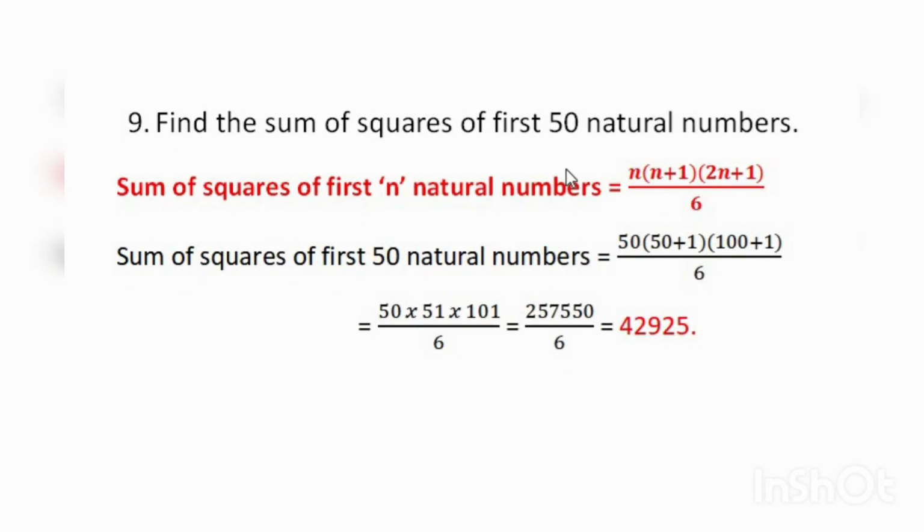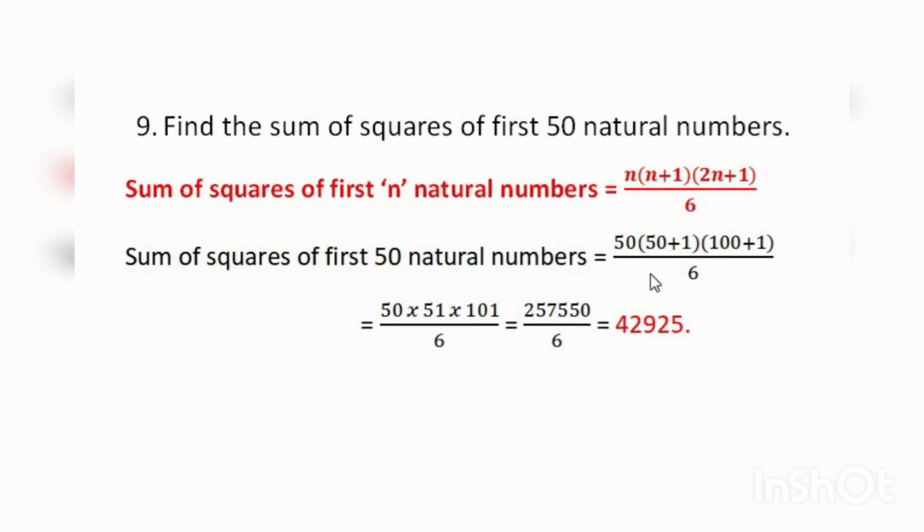Next question, to find the sum of squares of first 50 natural numbers. We know the equation to find the sum of squares of first n natural numbers equal to n into n plus 1 into 2n plus 1 by 6. Substituting n with 50, we will get 50 into 50 plus 1 into 2 into 50, 50 into 2, it is 100 plus 1, divided by 6, that is 50 into 51 into 101 by 6, which is equal to, we will get the answer as 42,925. So in order to solve all these kinds of questions, you must learn these shortcut equations by heart.